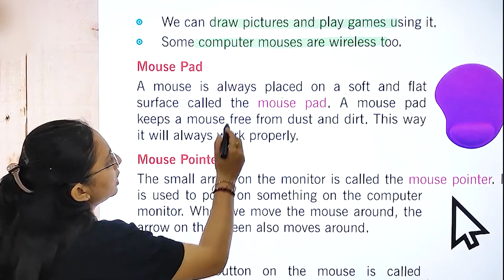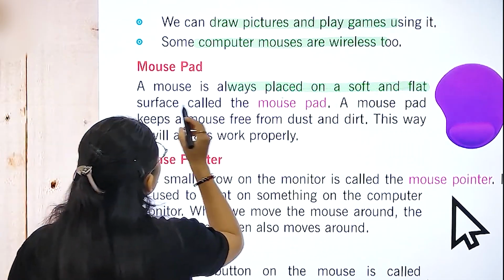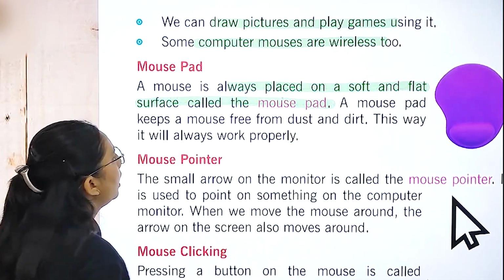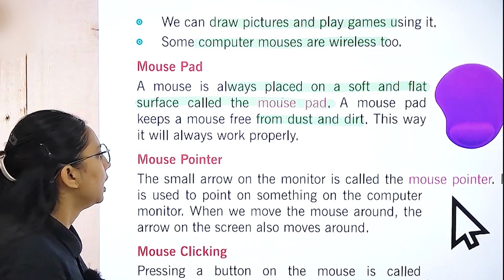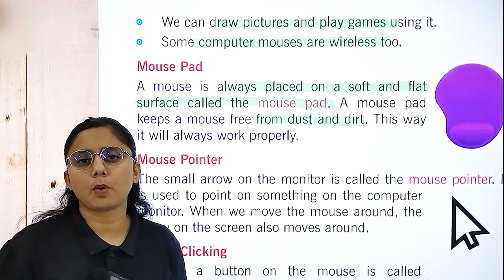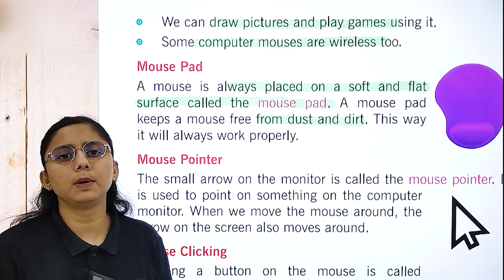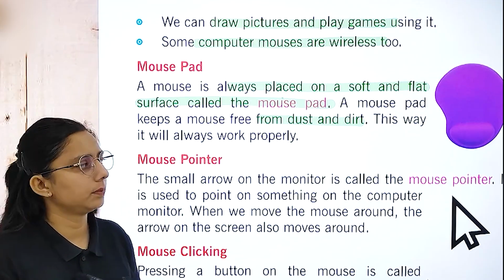Now mouse pad. It is always placed on a soft and flat surface, which is called mouse pad. It keeps mouse dust free, dirt free. This way it will always work properly. And in this way it works properly.